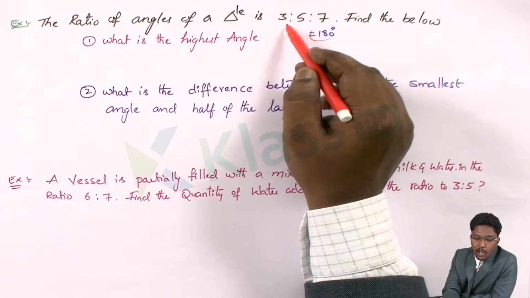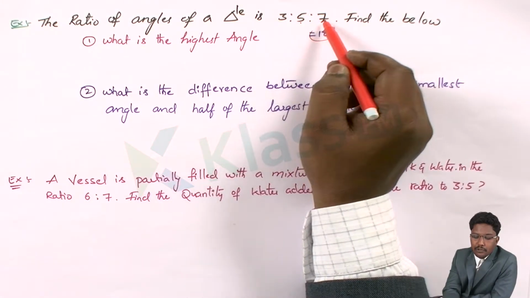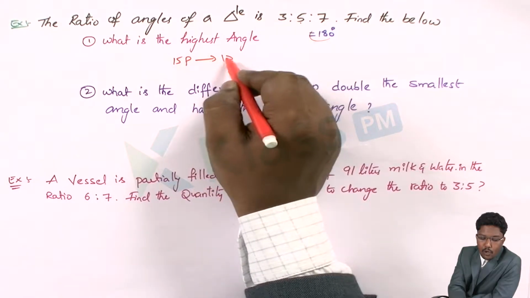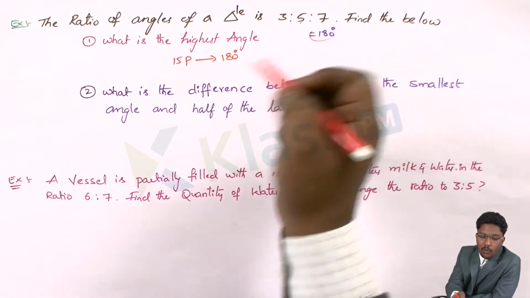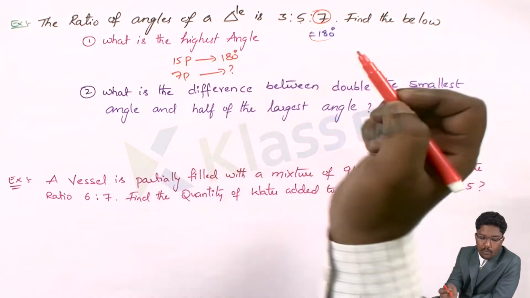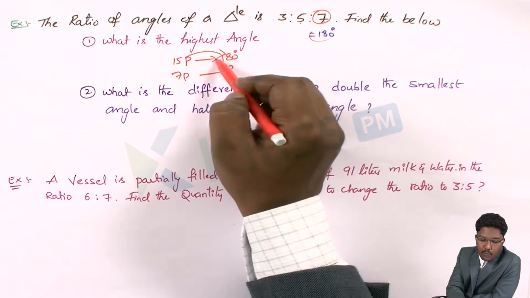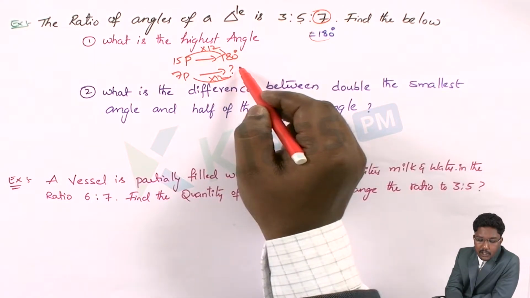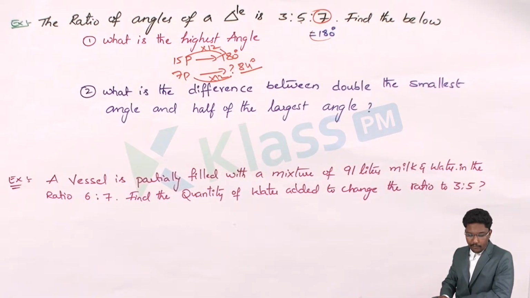Okay, how many parts are there? 3:5:7. It is 15 parts. So 15 parts is equal to 180 degrees. Then what is the highest angle? 7 parts. 7 parts equal to how much? How does 15 become 180? By multiplying by 12. So 12 times 7 is 84 degrees. So the highest angle is 84 degrees.